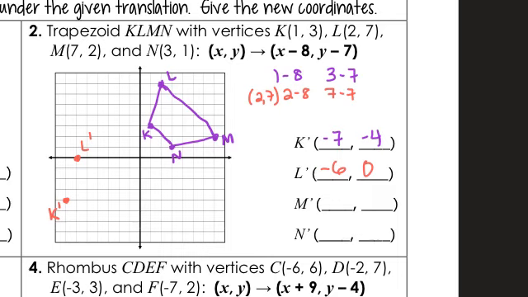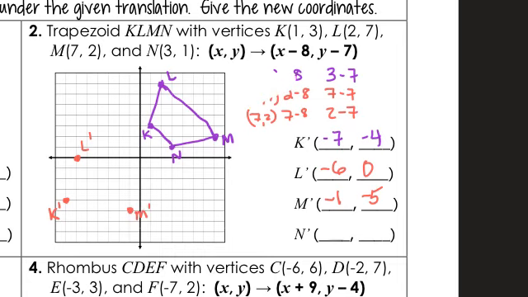For our M location, it is 7 comma 2. 7 minus 8 is negative 1. And 2 minus 7 is negative 5. So minus 1, minus 1, 2, 3, 4, 5. And this would be M prime.